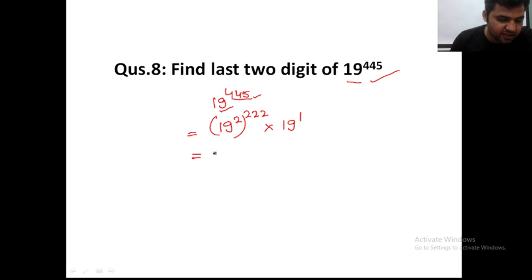40 is a wrong answer, Ashish. Please check. Let me check whether 40 is the right answer or not. I also do not know the answer.